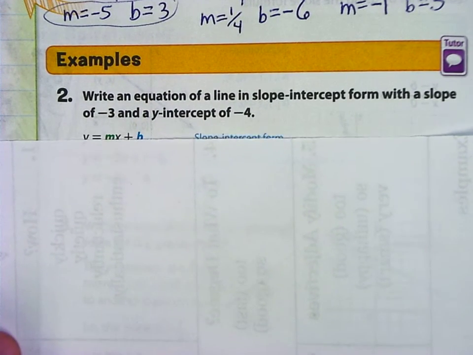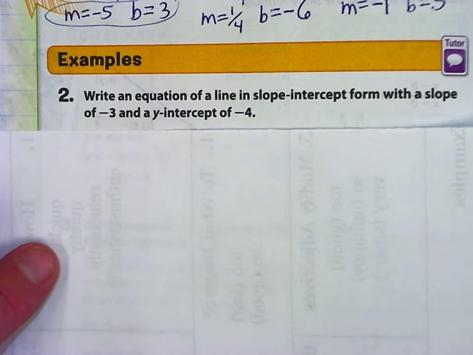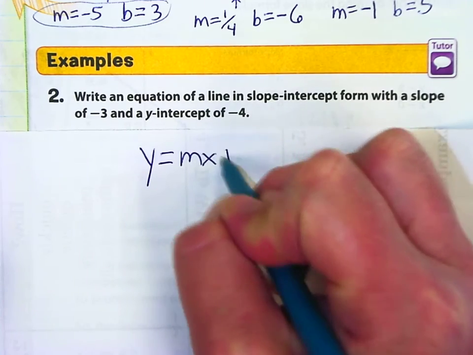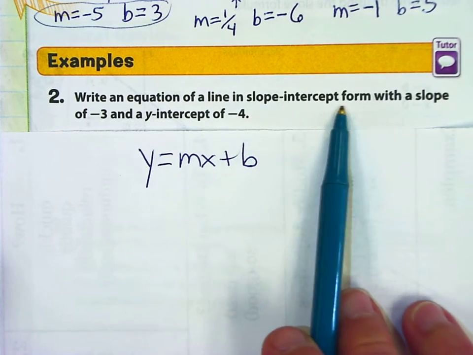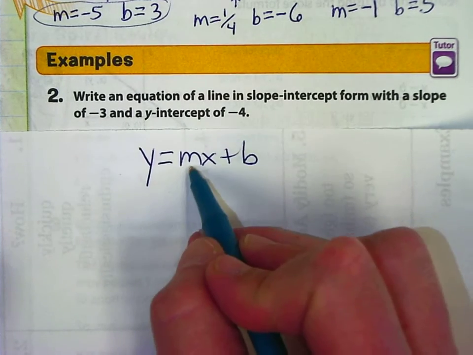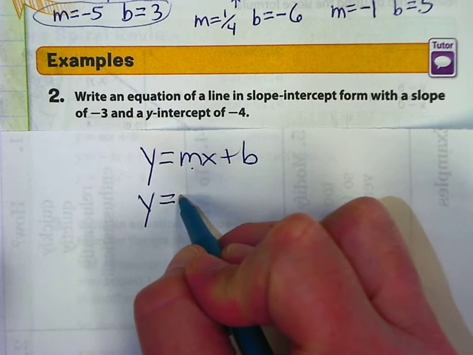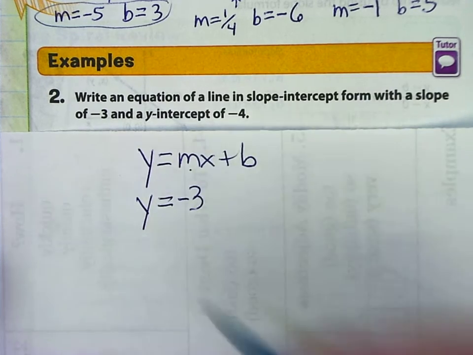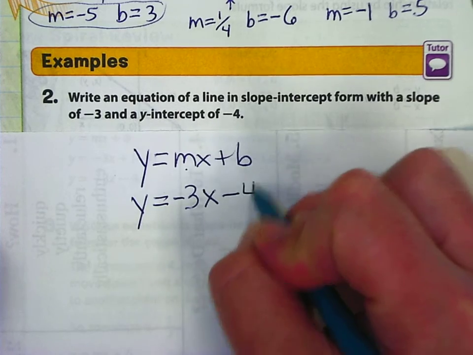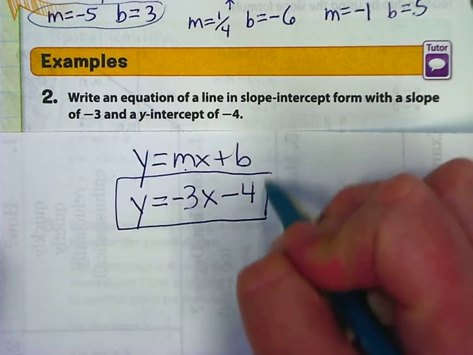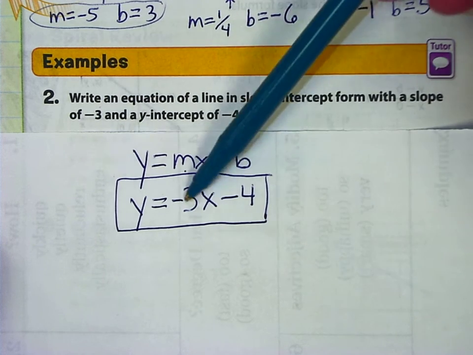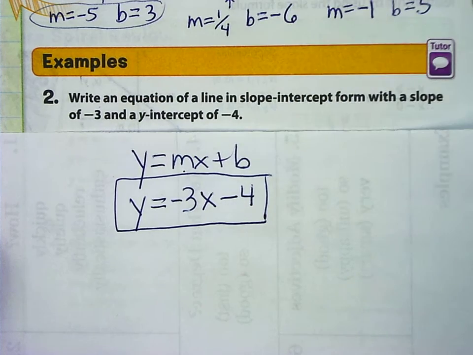Okay, so now on number 2, when you have problems like this, where it says write an equation of a line in slope-intercept form with the slope of -3 and a y-intercept of -4. So slope-intercept form is y equals mx plus b. Okay, with a slope of -3, that means you're going to plug in -3 right here. So you'll write y equals -3x and a y-intercept of -4. So you would write -4 at the end. All we're doing is taking the slope that we're given and the y-intercept that we're given and plugging them into their spots in slope-intercept form.